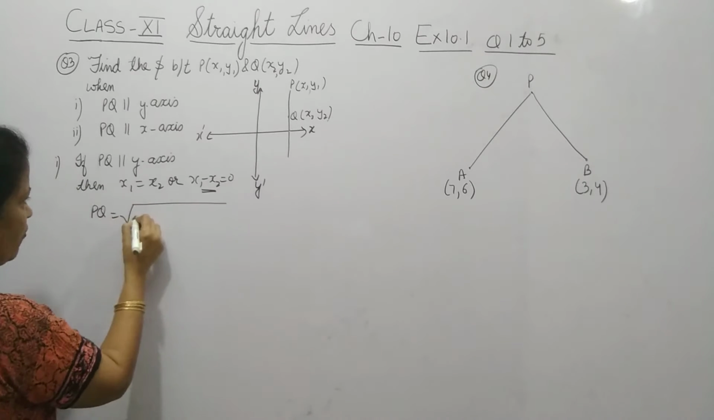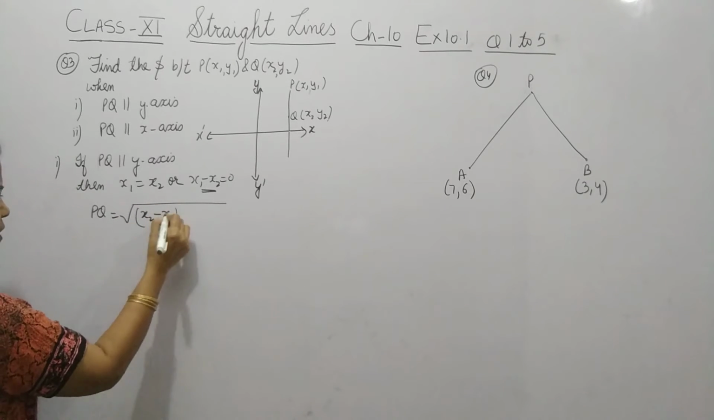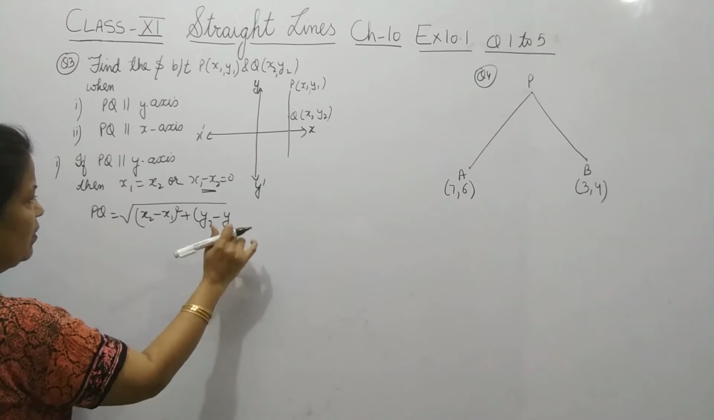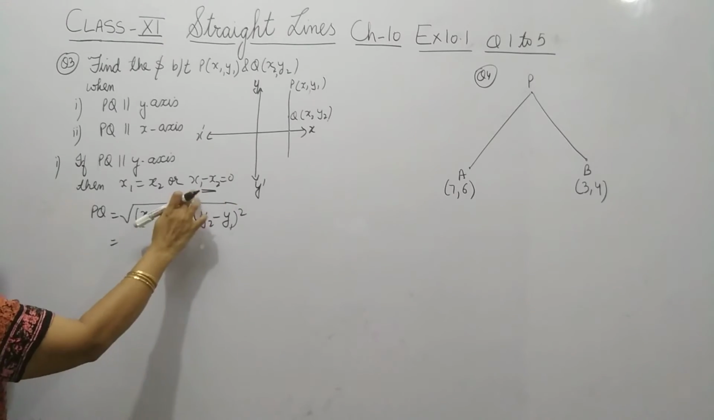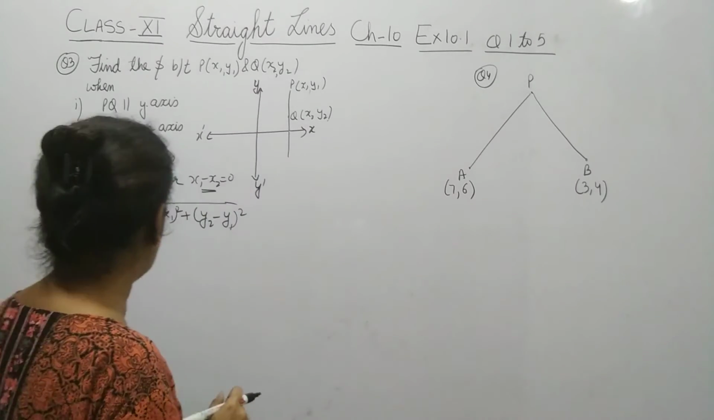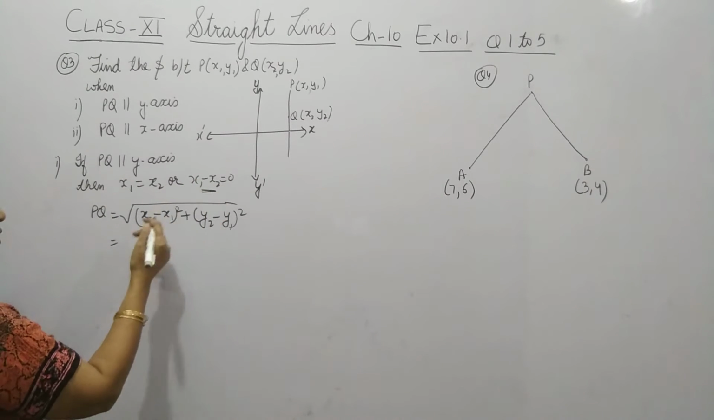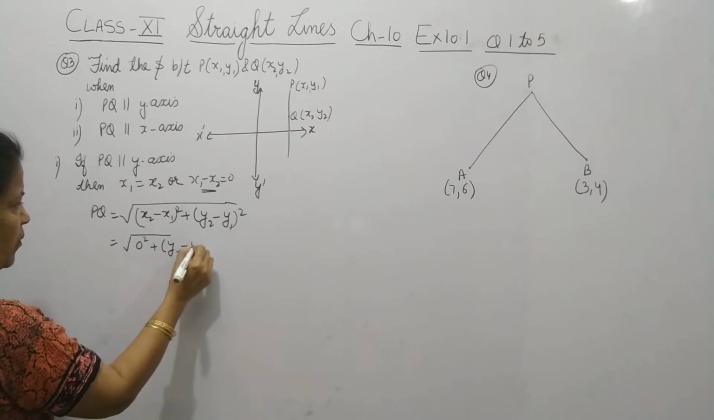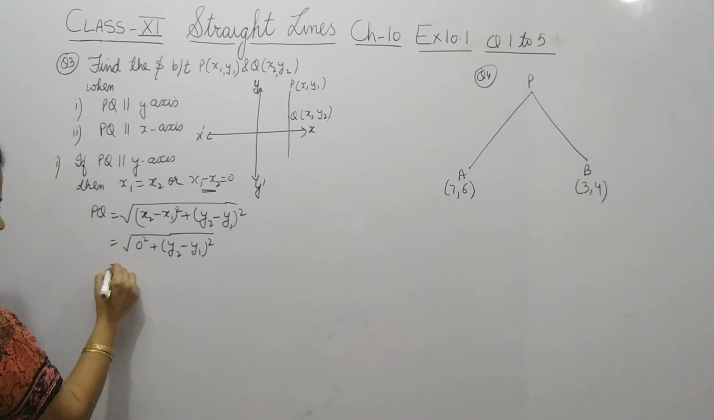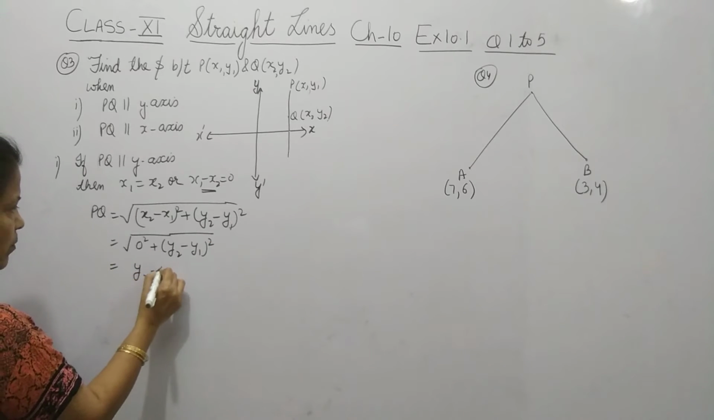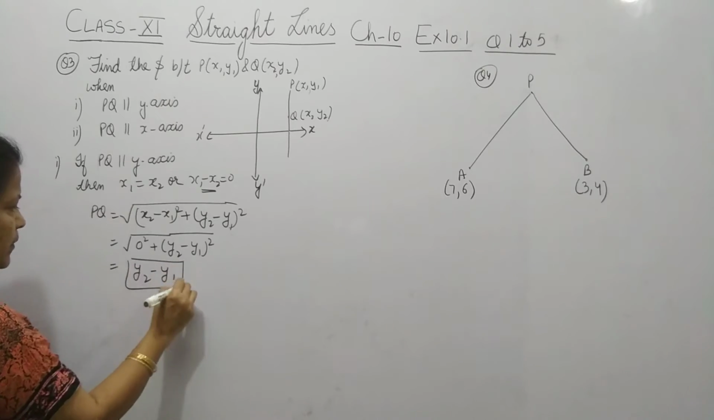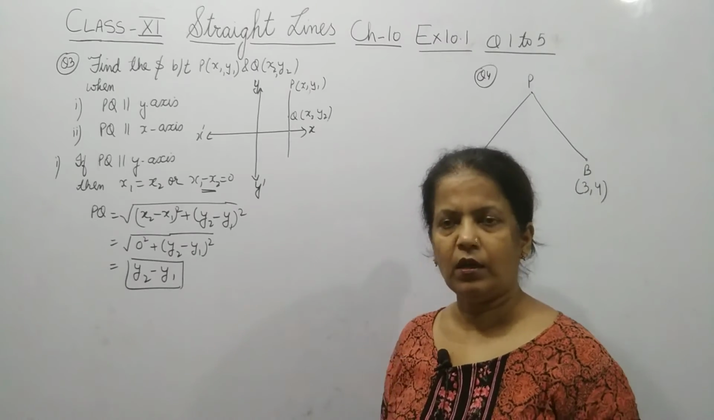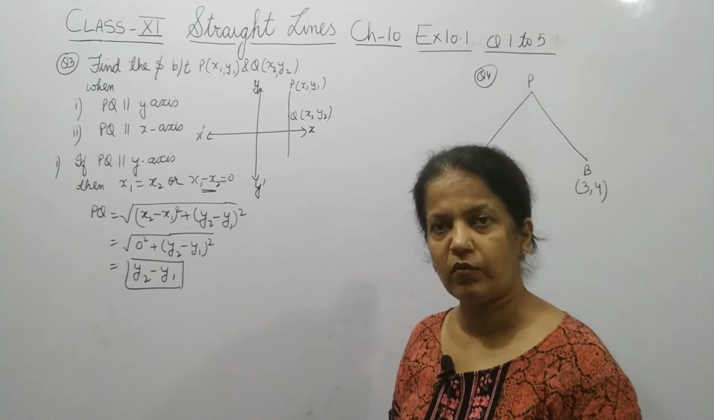PQ is square root of (x2 minus x1) square plus (y2 minus y1) square. Now x1 minus x2 equals 0 in this case, or x2 minus x1, also you can take it. So it will be 0 square plus (y2 minus y1) square. If you solve it, it will be y2 minus y1. The distance between PQ will be y2 minus y1, or it can be in reverse also, y1 minus y2.